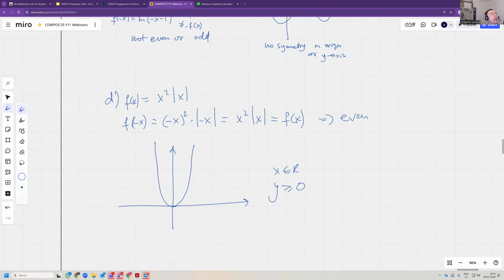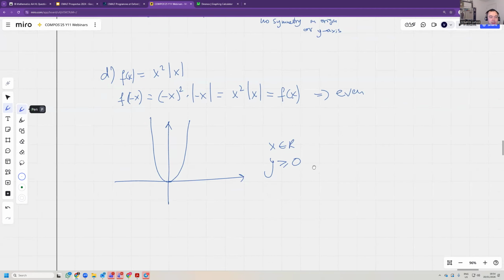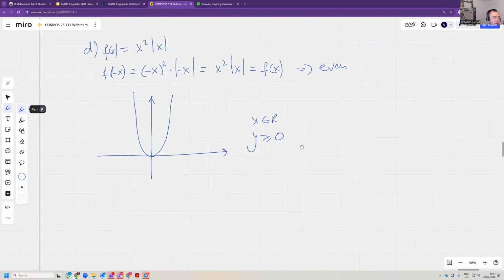Can a function be odd and even at the same time? Yes, y equals 0, the trivial function. Y equals 0 is both even and odd. Yeah.